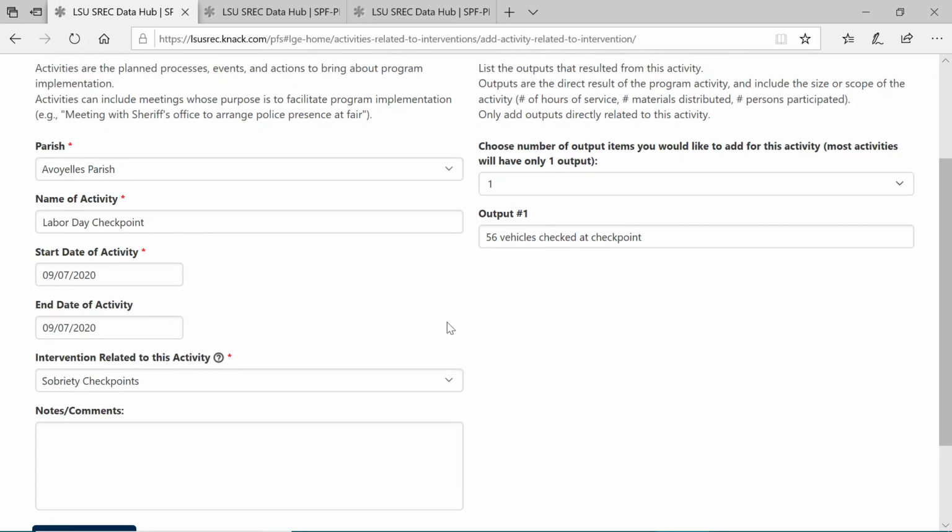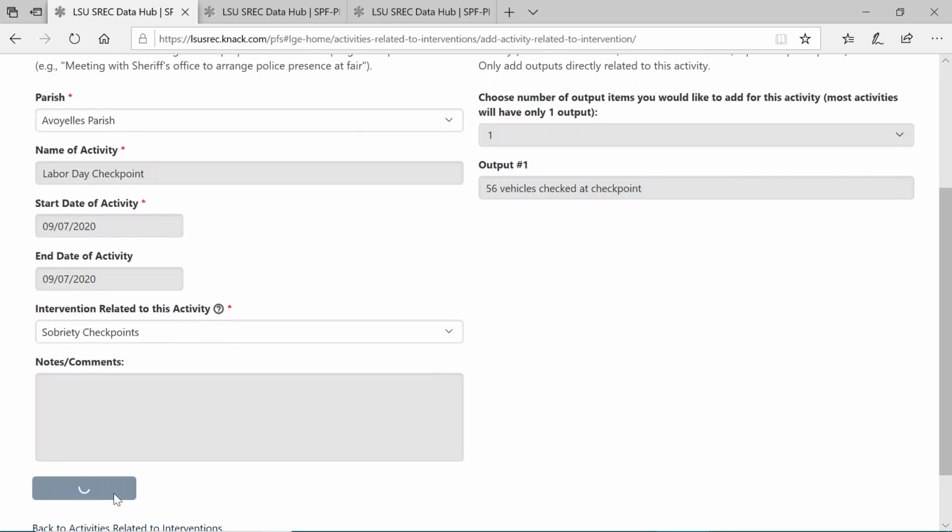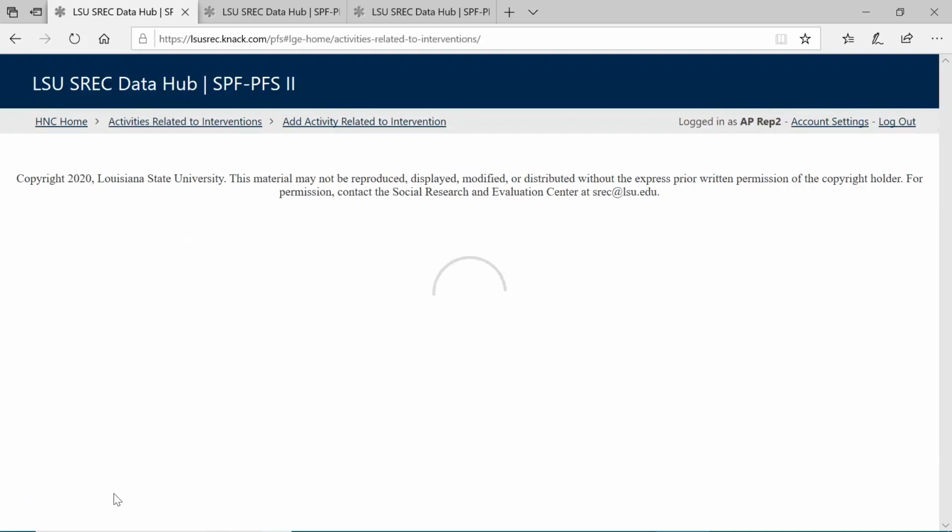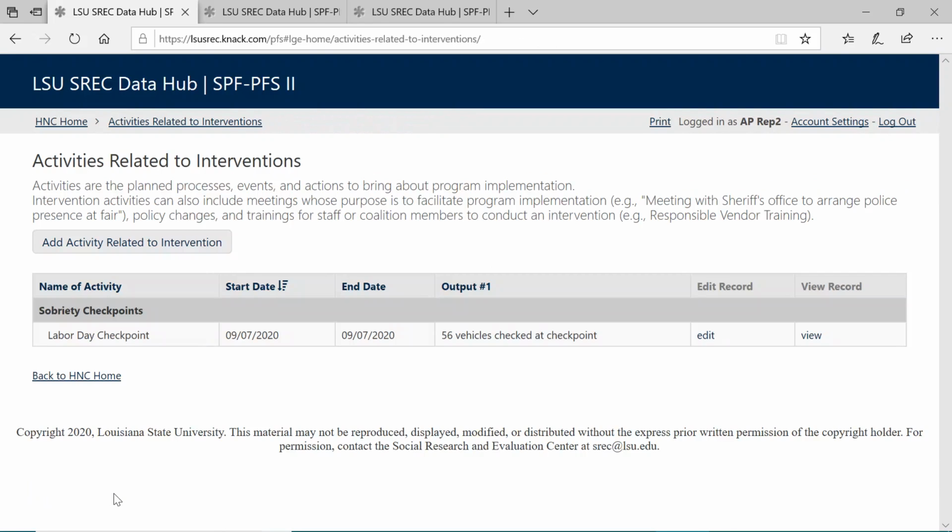Okay, so that's all the information I need to put in. You see, it's really quick. Put in the name of the activity, the date, which intervention, I put in my output, submit, and done. That is the only information that we need for your activities.